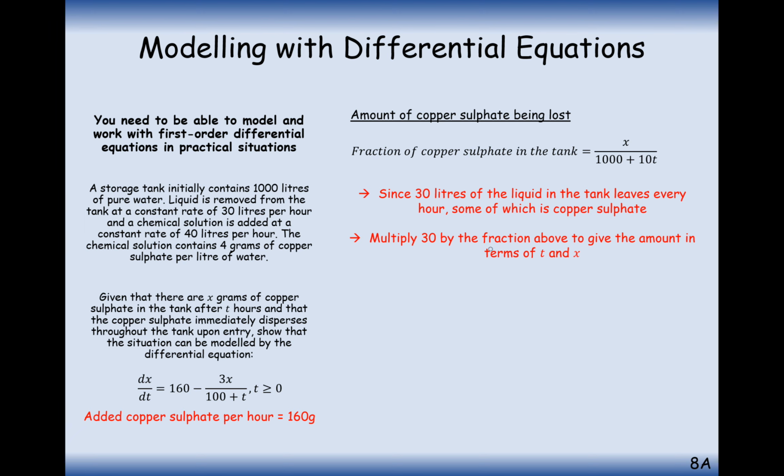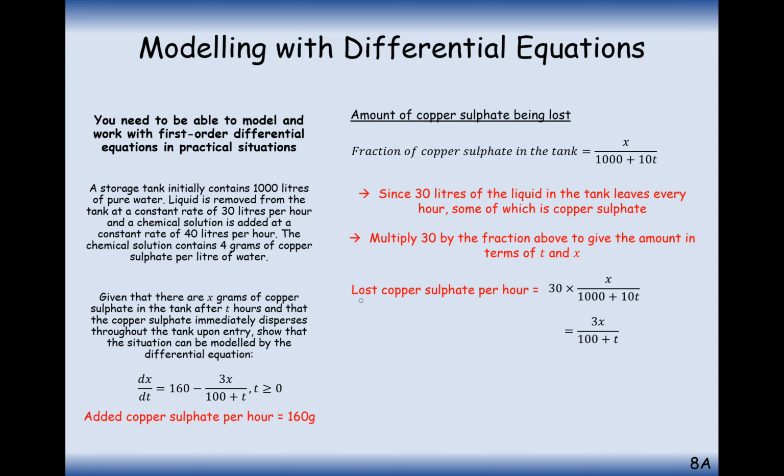So we need to multiply the fraction by 30 to give the amount in terms of t and x. So the amount of copper sulfate that's lost every hour is the fraction of copper sulfate that's in the tank times 30 litres every hour. So when we multiply those two fractions together, we have a factor of 10 on the top and bottom, so cancel out a factor of 10 on the top and bottom, and we have 3x over 100 plus t.